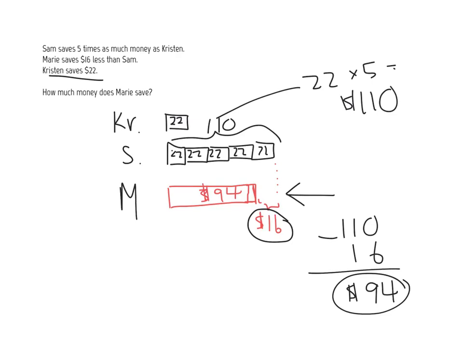So again, the strategy, the bar models, is not helping them do the actual computation. It's just helping them make sense of the word problem that they're solving.